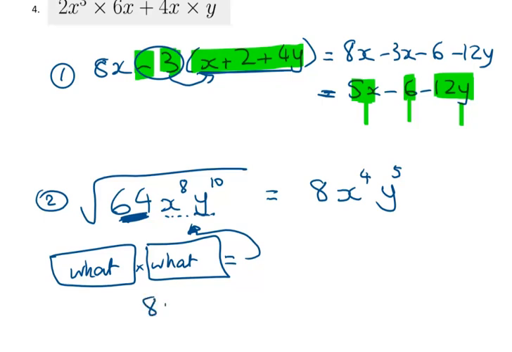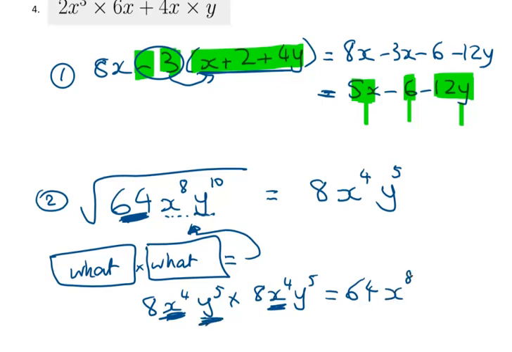If we have 8x to the power of 4, y to the power of 5, and we times it by itself, look what's happening. The 8 eights give me the 64, and we have x to the 4 times x to the 4, which is x to the power of 8. Y to the 5 times y to the 5 gets me back to y to the power of 10. So that's a good pattern to recognize, and we'll probably do some more of those in class time.